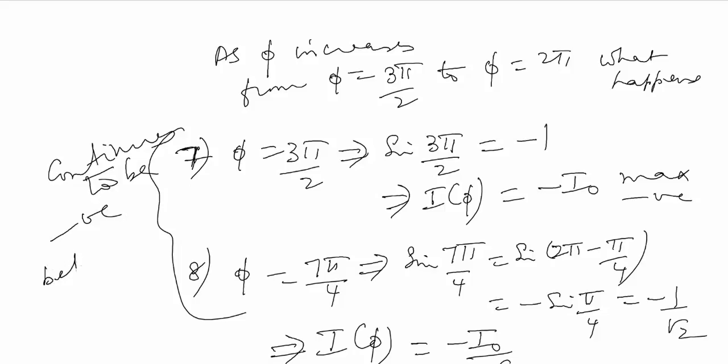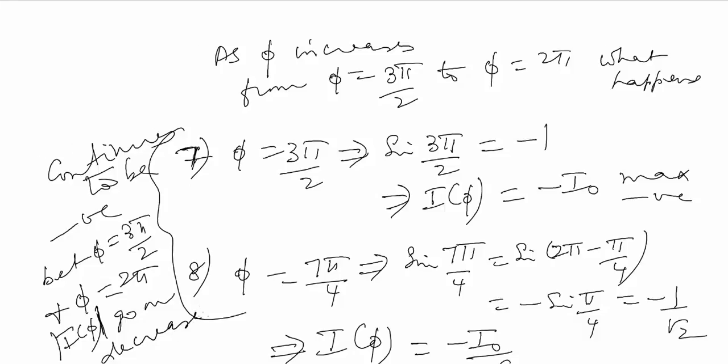Now between phi equal to 3 pi by 2 and phi equal to 2 pi, I don't have place here, I will write it after I finish this. You find that the modulus of I as a function of phi will go on decreasing. That is, I as a function of phi becomes less negative and reaches 0 value at phi equals 2 pi, is what we are going to see.